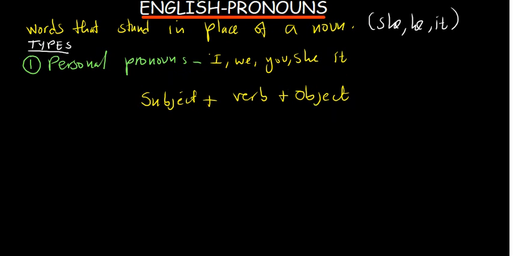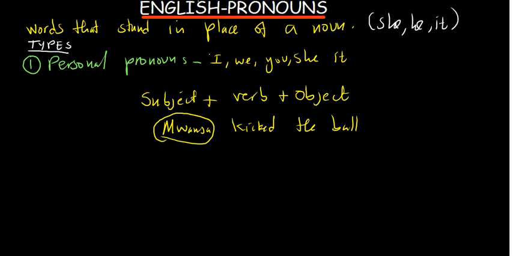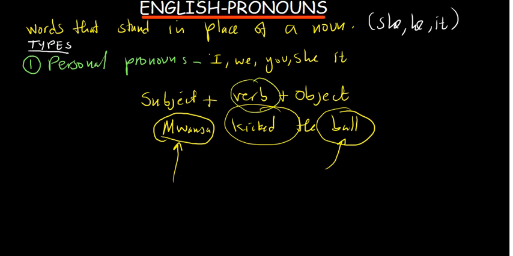Okay. For example, Mwansa kicked the ball. In this sentence, Mwansa is the one who is doing the action of kicking the ball. So Mwansa is the subject, and the ball is the object because it's the one which is receiving the action. What action? Being kicked. And kicked is representing a verb. A verb is a doing word.